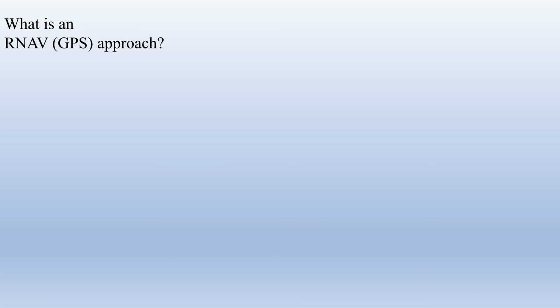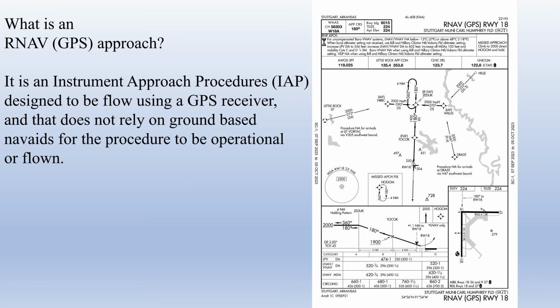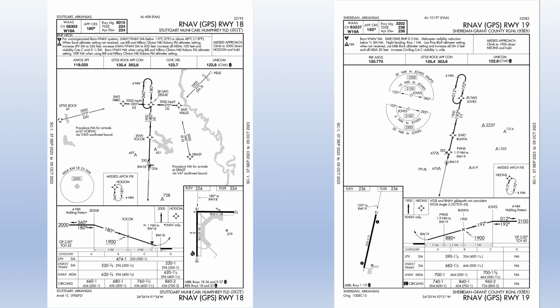So what is an RNAV GPS approach? An RNAV GPS approach is an instrument approach procedure that's designed to be flown using a GPS receiver and that does not rely on ground-based nav aids for the procedure to be operational or to be flown. RNAV GPS approaches are probably the most common type of instrument approach in the world these days. They allow precise approach procedures with relatively low minimums to be designed for almost any airport of any size, and don't require the airport to install or be in close proximity to expensive ground-based equipment in order to have an instrument approach procedure.